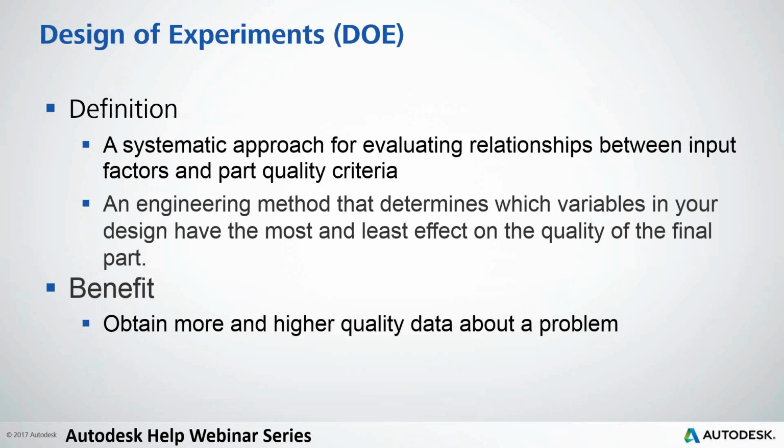So now, what exactly is a design of experiments? A DOE is a systematic approach for evaluating relationships between input factors and part quality criteria. It's essentially an engineering method that determines which variables in your design have the most and least effect on the quality of the final part. A DOE analyzes how the quality of a part changes as input variables change. A DOE should be used early in the design stage to improve your designs. And the benefit of using DOEs is that you can obtain more and higher quality data about a problem.